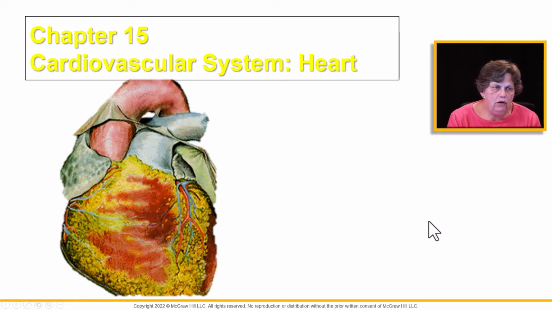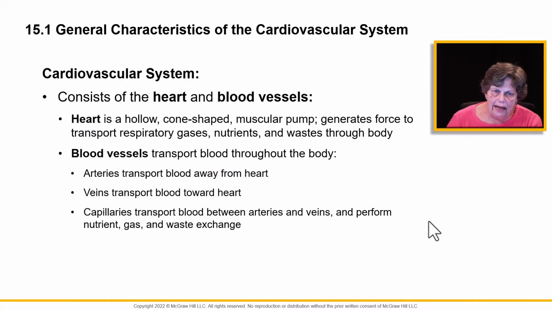Okay, so welcome to the cardiovascular system. We did the blood or liquid portion of the cardiovascular system. Now we got to look at the pump, which is the heart. This consists of the heart and the blood vessels that the blood is circulating in. The heart is this hollow muscular pump. It's basically going to force this blood around, and it will transport it through the blood vessels throughout the body.